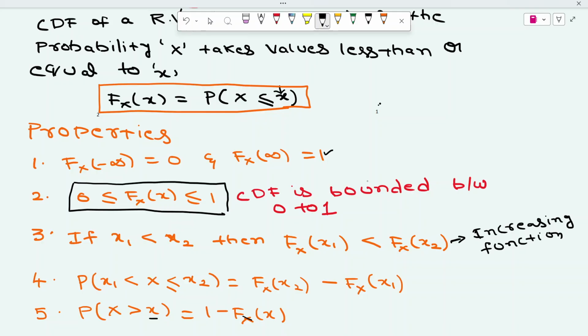Next one, probability of x1 less than x less than or equal to x2 is Fx of x2 minus Fx of x1. The last property is that the probability of x taking values greater than small x is 1 minus Fx of x. I hope everyone understood the definition of the distribution function and its properties.